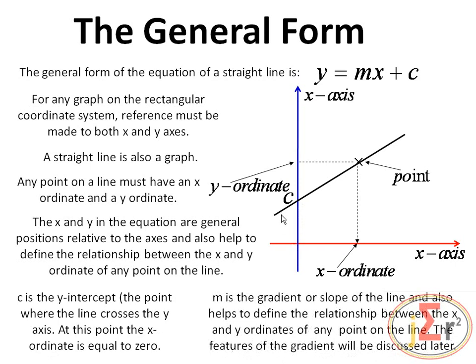M is the gradient or slope of the line and also helps to define the relationship between the x and y ordinates of any point on the line. The features of the gradient will be discussed later.